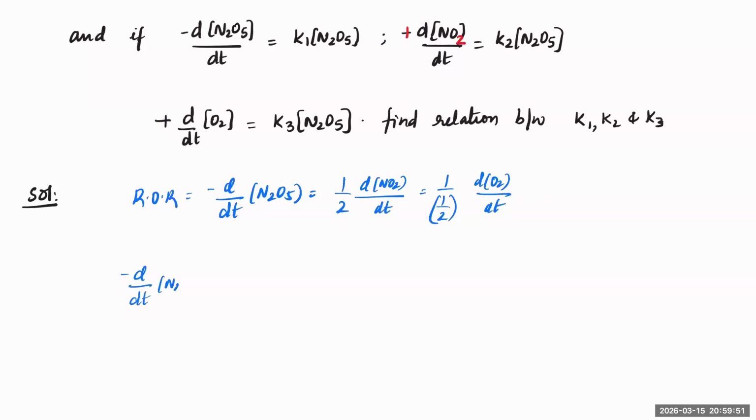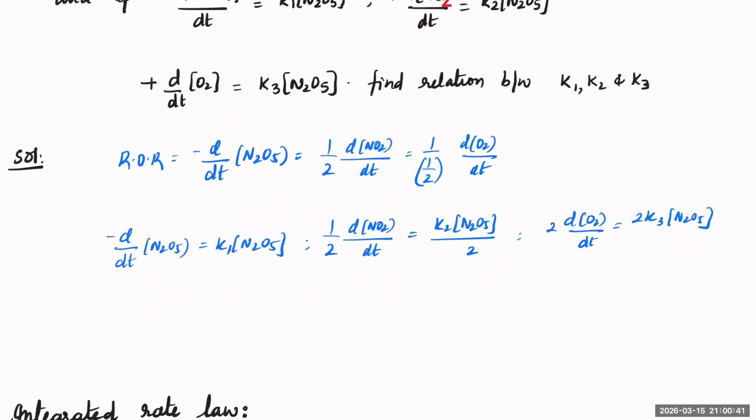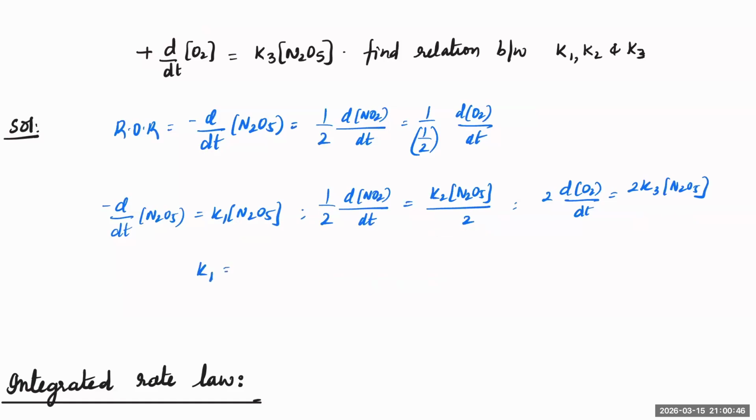So now you can see minus d by dt of N2O5, correct? That is given as K1 into N2O5, while half of d of NO2 by dt is equal to K2. So I can write this as half of this entire thing, which will be equal to K2 into N2O5 by 2, right? And similarly, 2 times d of O2 by dt will be equal to 2 times K3 into N2O5. And you know that these three are equal values. So if I equate them, I will get K1 is equal to K2 by 2 is equal to 2K3, which implies 2K1 is equal to K2 is equal to 4K3.